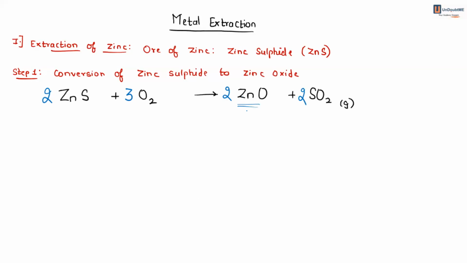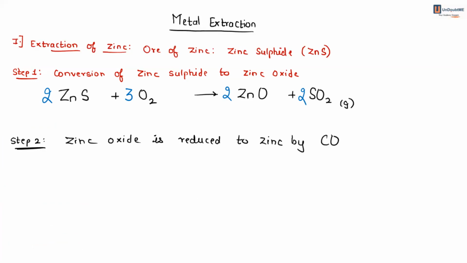Once I get zinc oxide, my step two is zinc oxide is reduced to zinc by carbon monoxide. So it is the reduction reaction which takes place. So it is ZnO plus carbon monoxide gives zinc plus carbon dioxide.